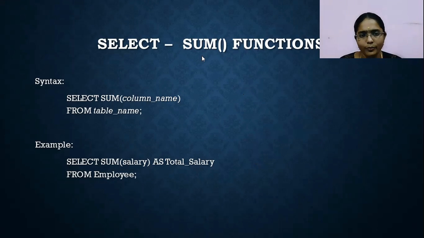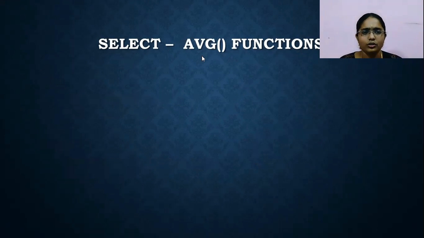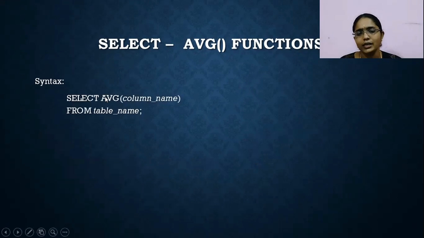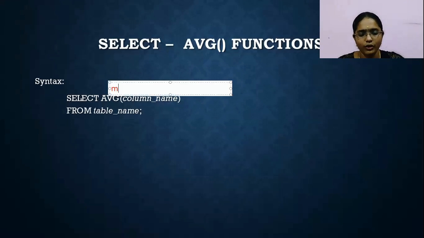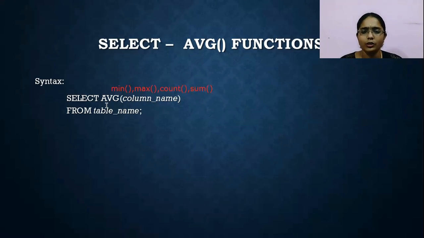And similar to sum, I want to find the average of it. In those cases, I can make use of the average function, AVG. So you can look at the syntax: select AVG column name from table name. You can notice that whatever aggregate function we have seen, we just replace the function name here. Instead of average, I'll have the min function or max function. Almost your syntax is the same. Apart from this, your syntax is same.